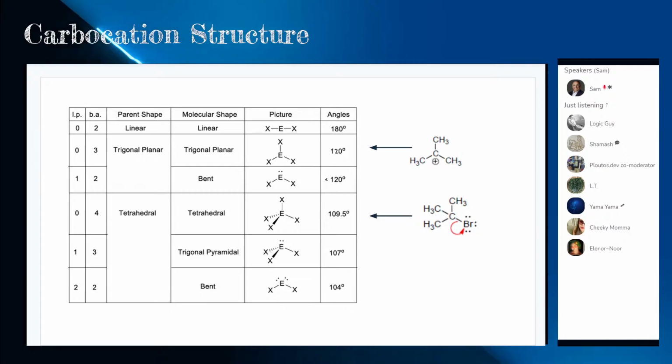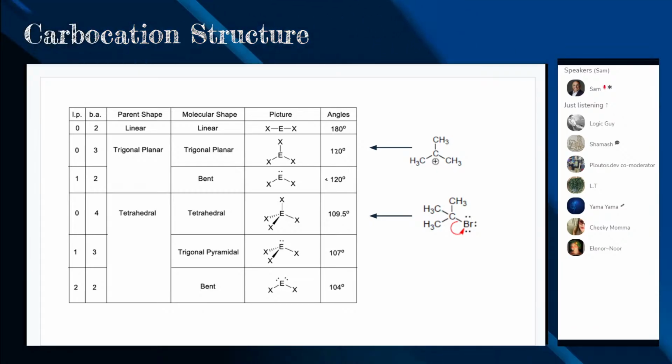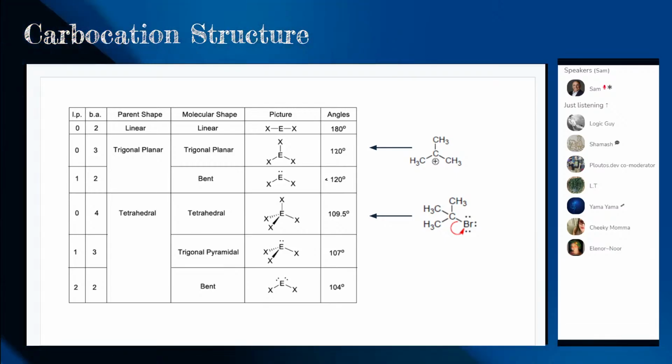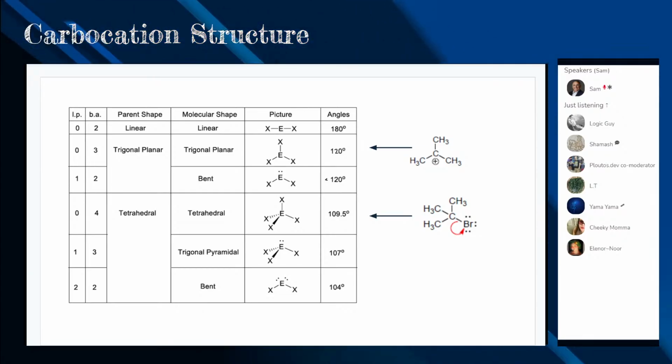And so we know that we just talked about it, right? We just said that VSEPR gives us the most stable structure. But we know more than just VSEPR. And so on slide 4, we talk about factors that affect the stability of a carbocation.